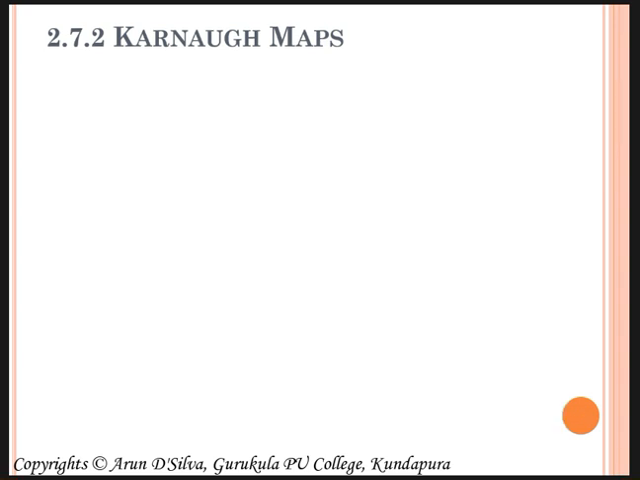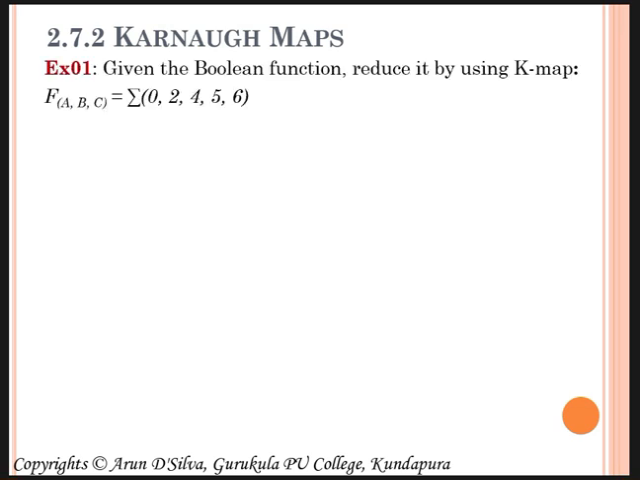Now let me take you to the first example. The given Boolean function, reduce it by using K-map. F of ABC equals summation of 0, 2, 4, 5, 6. This Boolean function shows how many variables are there? Only three variables are there, and it is in summation format. These are the respective min terms whose output value contains 1. Now how to solve this?